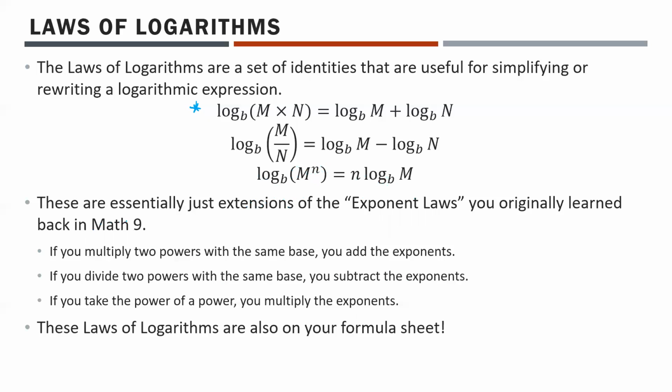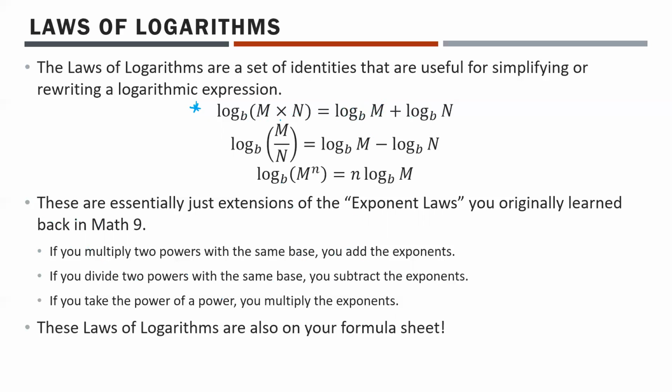Now, just so you know, these are essentially just extensions of the exponent laws you originally learned back in Math 9. That's what I was kind of alluding to in the last slide. The exponent laws, of course, said if you multiply 2 powers with the same base, you add the exponents. Remember, a logarithm will just spit out what the exponent is, right? B to the power of something is equal to m, right? So in other words, this right here just represents what that exponent was, okay?